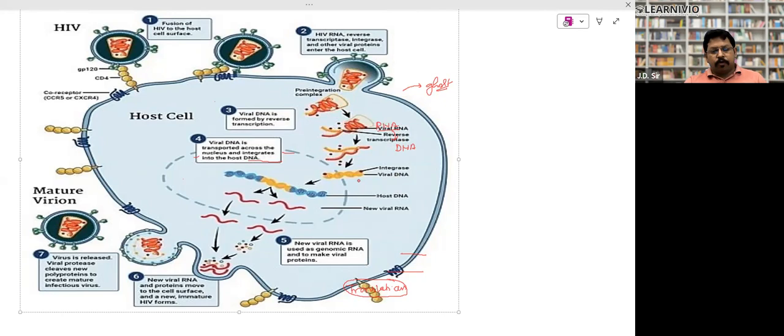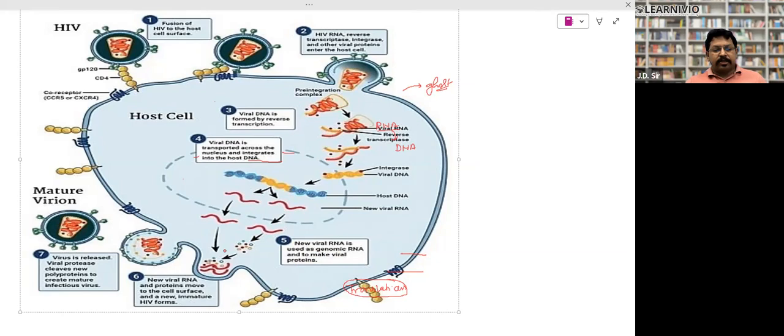Going inside the nucleus, the viral DNA is transported across the nuclear membrane and then integrates with the host DNA, like this. When it integrates with the host DNA, it captures or takes over the mechanism of the host DNA. Now it starts making its own DNA. Then what happened? Copies of its own DNA come out of the nucleus. And now the new viral RNA is used as a genomic RNA and they make the viral protein. Now this viral DNA makes viral RNA and makes the protein.